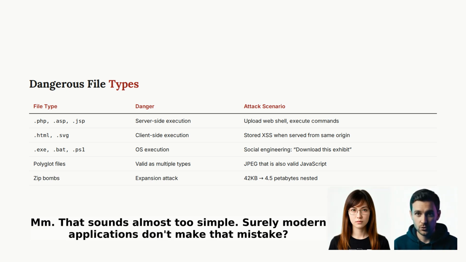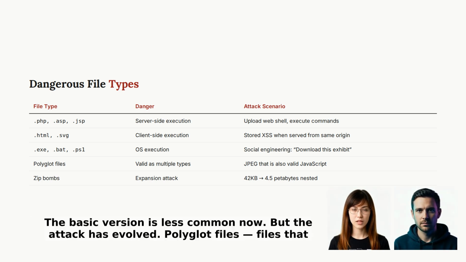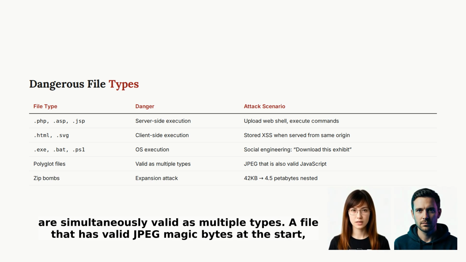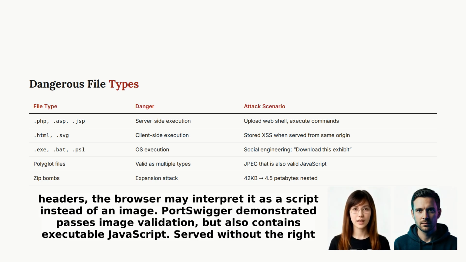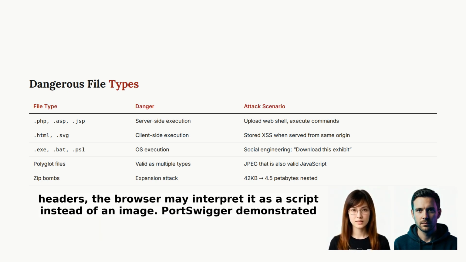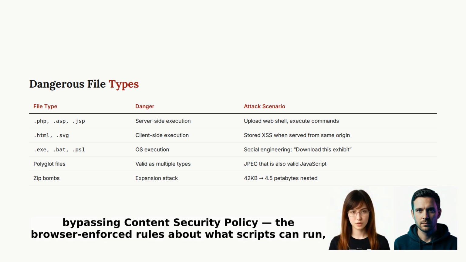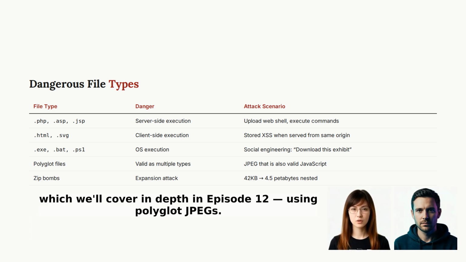That sounds almost too simple. Surely modern applications don't make that mistake. The basic version is less common now, but the attack has evolved. Polyglot files that are simultaneously valid as multiple types. A file that has valid JPEG magic bytes at the start passes image validation, but also contains executable JavaScript. Served without the right headers, the browser may interpret it as a script instead of an image. PortSwigger demonstrated bypassing content security policy, the browser-enforced rules about what scripts can run, which we'll cover in depth in episode 12, using polyglot JPEGs.